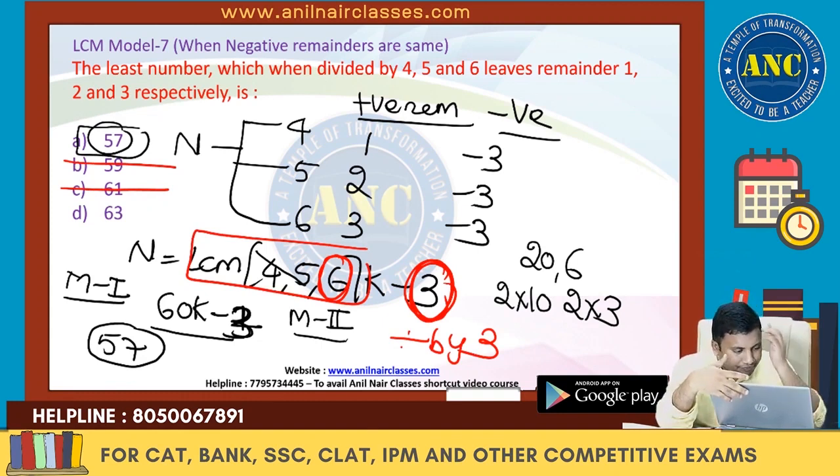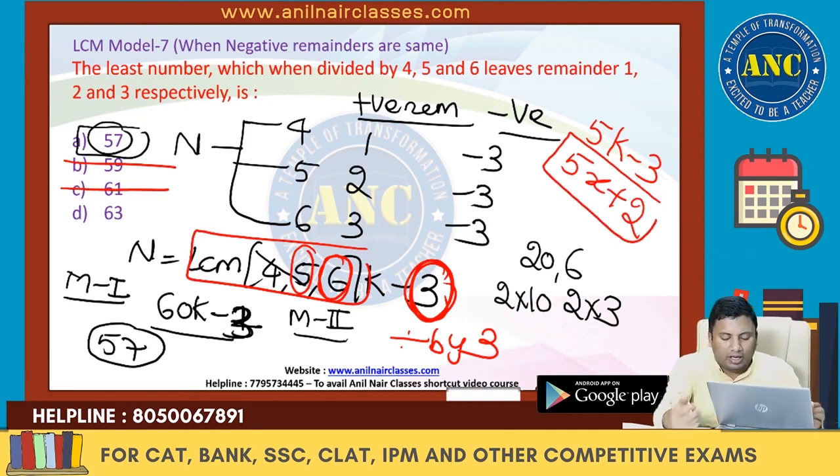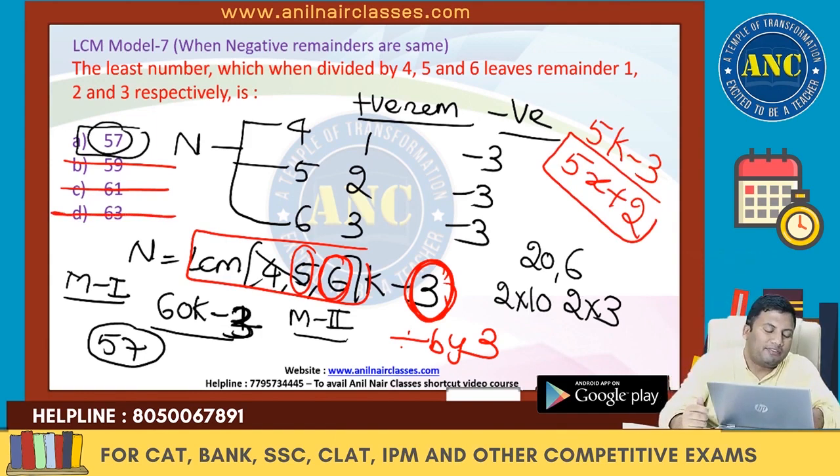Next one. It is divisible by 5. 5k minus 3. Negative remainder minus 3. Positive remainder is plus 2. Answer should be of the form 5x plus 2. 63 is 5 into 12 plus 3. Answer 63 is incorrect.